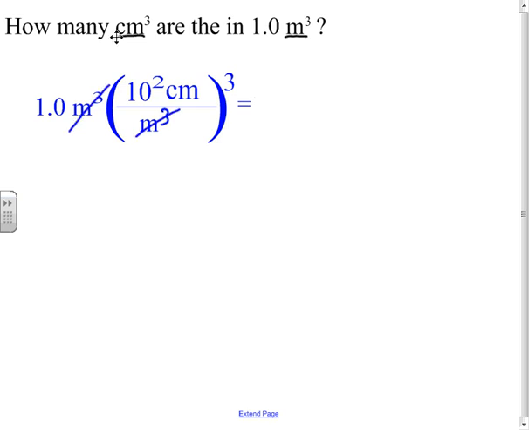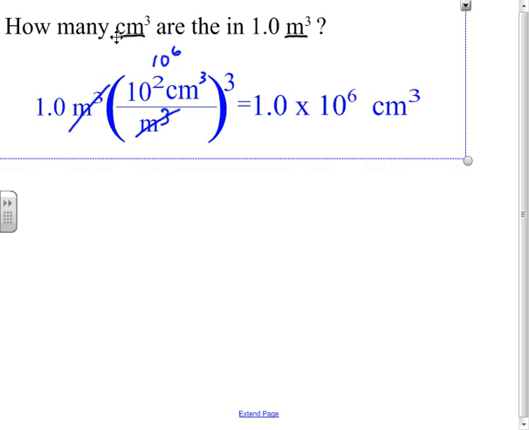When I cube the numerator, 10 squared times 3 is going to give me 10 to the 6th, and centimeters cubed are going to give me centimeters cubed. And so that is going to come out to 1.0 times 10 to the 6th centimeters cubed. And so we are just relating the distance units and then cubing the whole equivalent to solve for this particular problem.